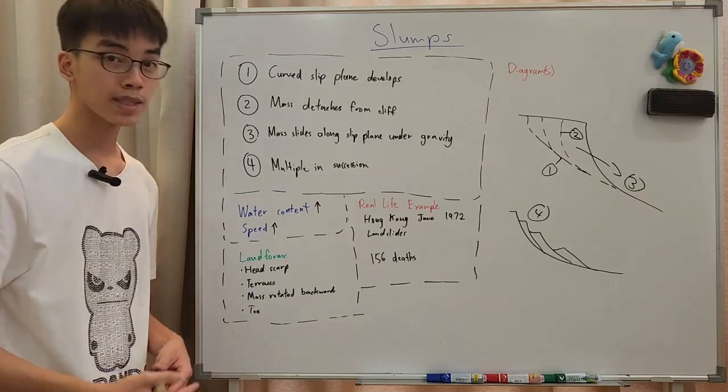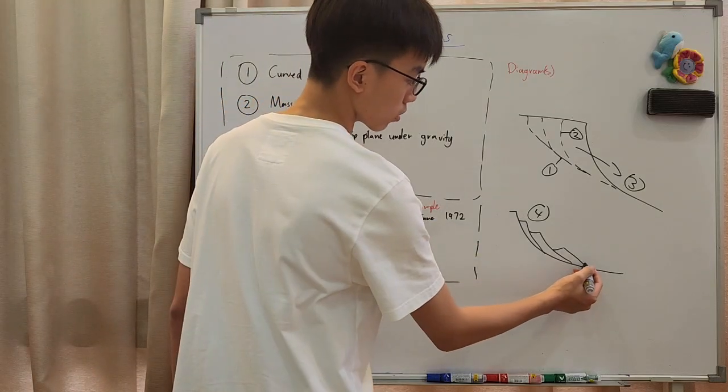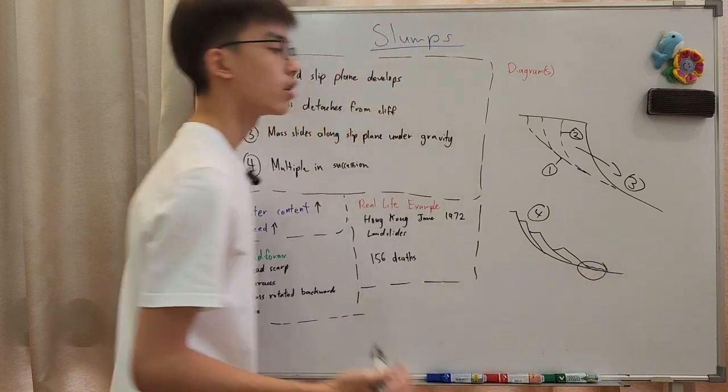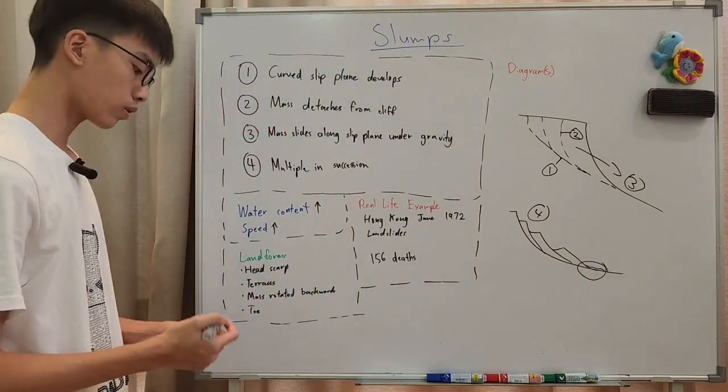And then you have a toe. Sometimes it can be hummocky when there's a lot more water, so it can spread out. But the base of the cliff is the toe that forms.